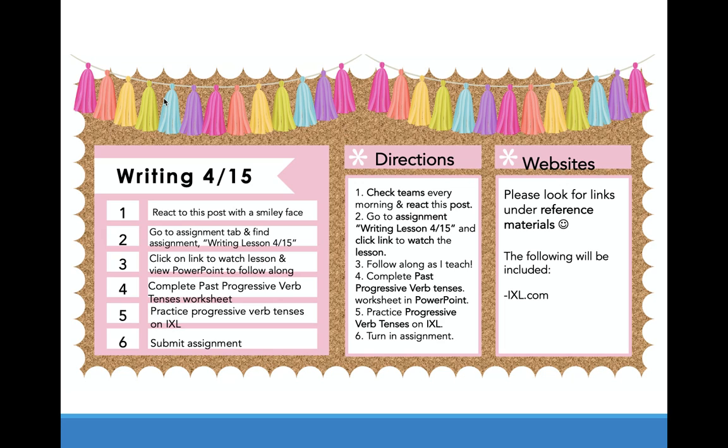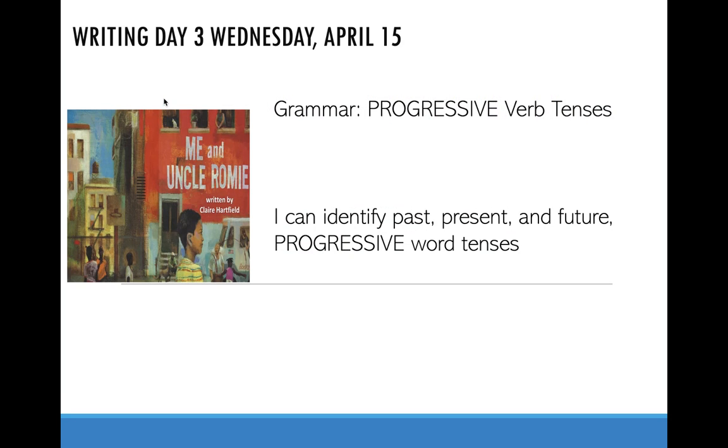You are going to click the Turn In button to submit this assignment on Teams. Okay, so again, you're going to check your Teams, react to the post with a smiley face, click on the assignment under the writing lessons. It's called Writing Lesson 415 today. Follow along as I teach. Complete the past progressive verb tenses worksheet at the end. You'll click on the IXL link and you will continue with your IXL practice, okay, and turn in the assignments.